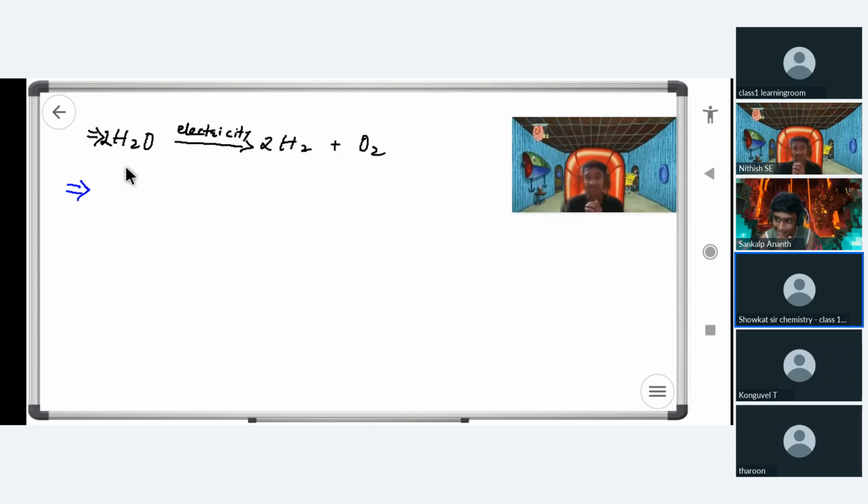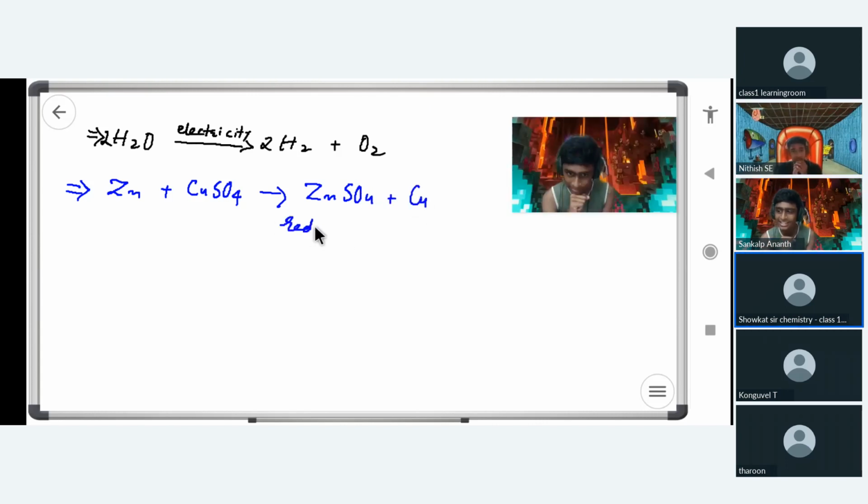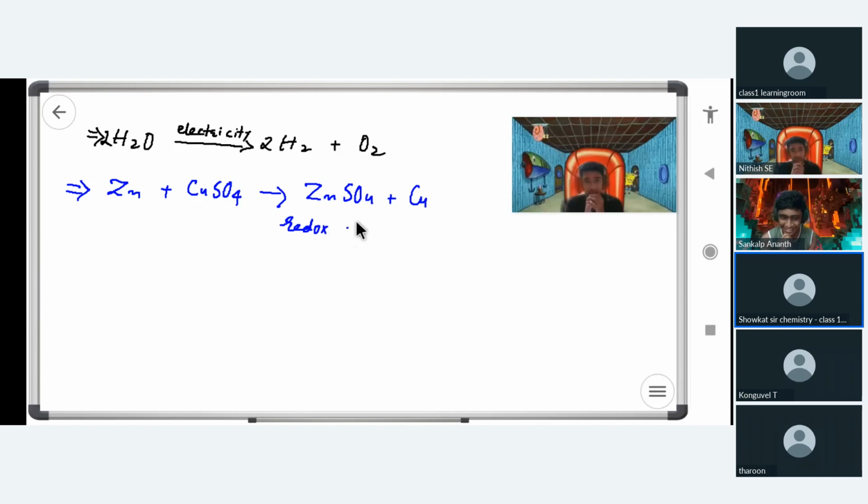Whenever there is a redox reaction, there is heat energy. For example, if I react zinc with copper sulfate, this is a type of displacement reaction, so it will give you zinc sulfate plus copper. It is exothermic. So this is a redox reaction.